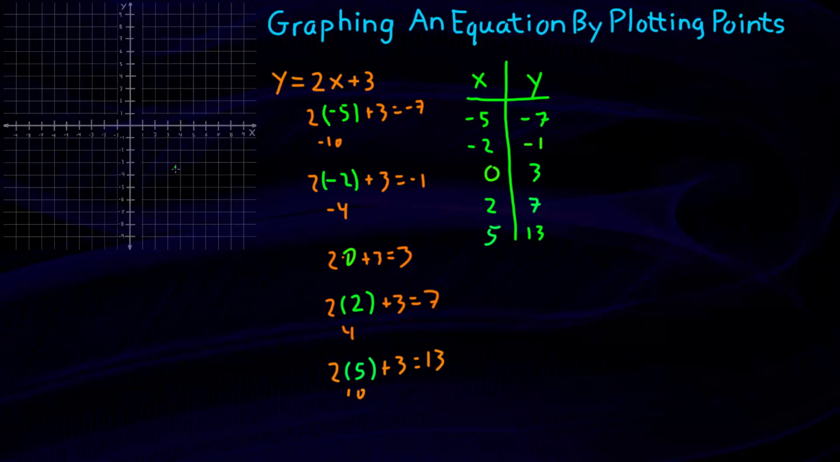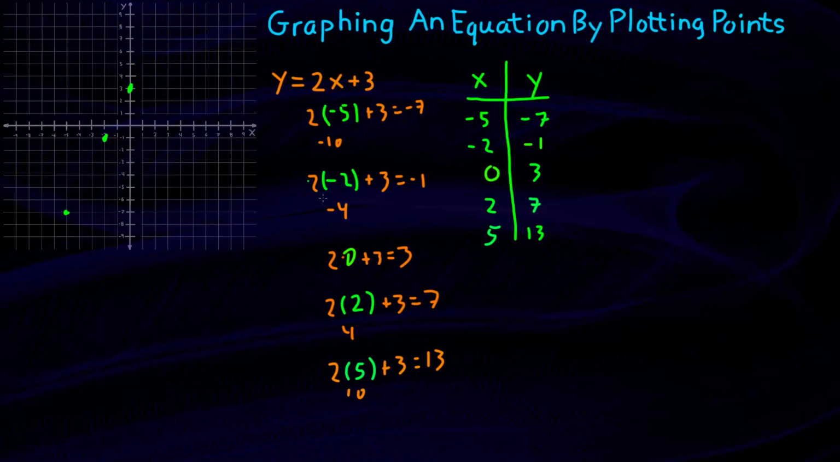Let's start actually putting these on. We've got x is negative 5, so here's negative 5, and then y of negative 7, so that goes here. All right, negative 2 and negative 1. So x is negative 2, y is negative 1. Then we have 0 and 3, so x is 0, so we know it's on the y-axis, and then the y value is 3.